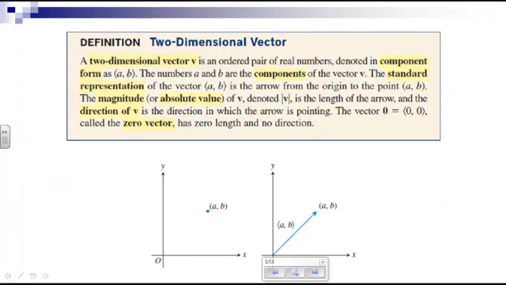All right. So let's define the vector. You may have already encountered vectors in your physics class, but there are subtle differences between vectors in science class and vectors in the math class, not in what they mean, but in how they're presented.